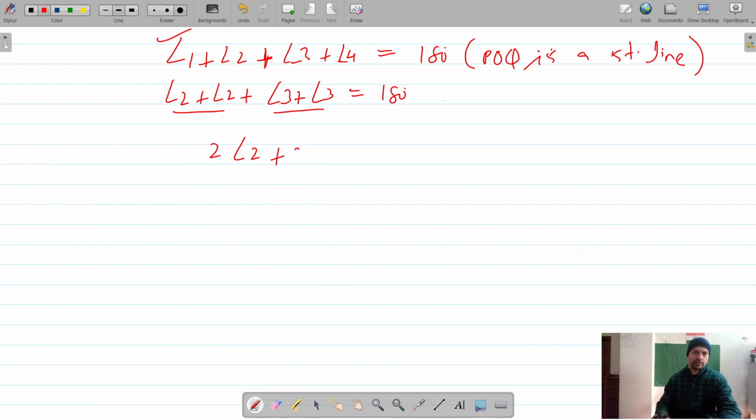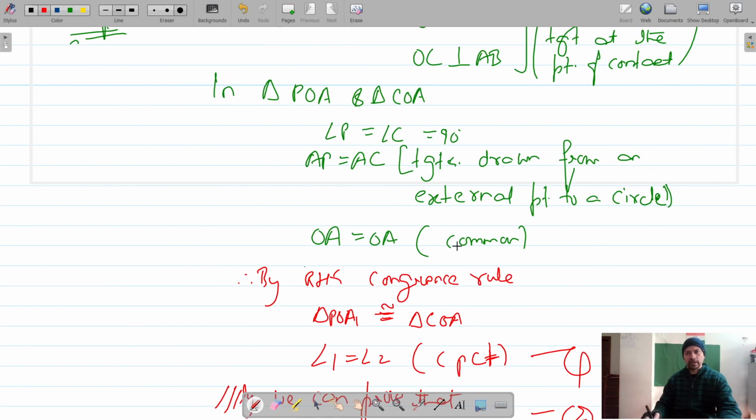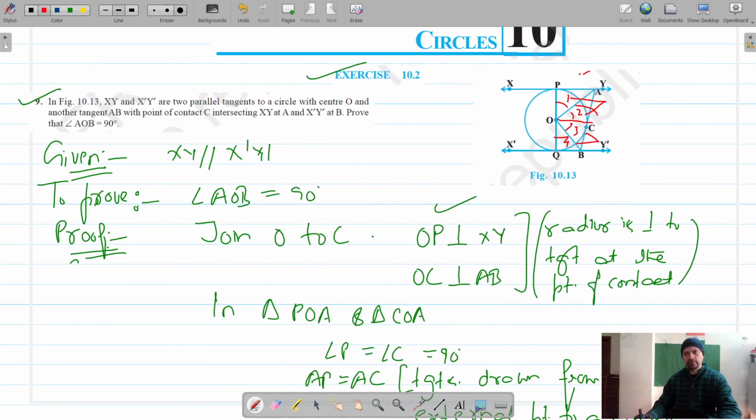So plus 2 times angle 3 will give us 180 degrees, not 2 times angle 2. Angle 2 is common, so it's 180 degrees. Now angle 2 plus angle 3, clubbed together, give us angle AOB.